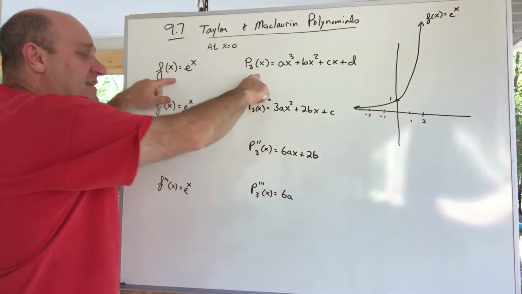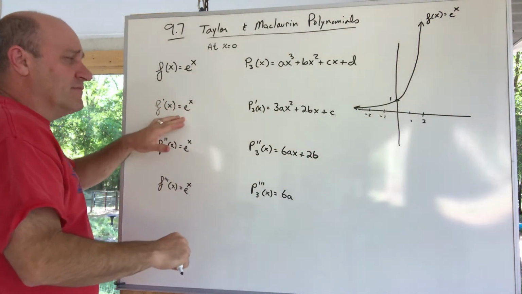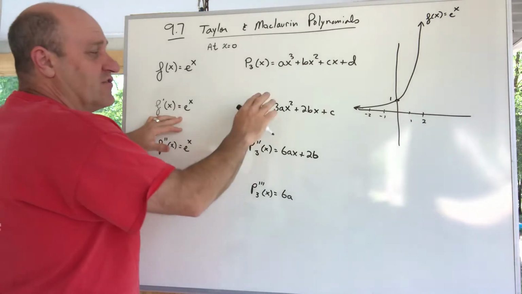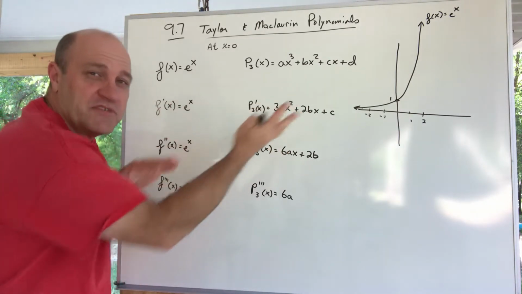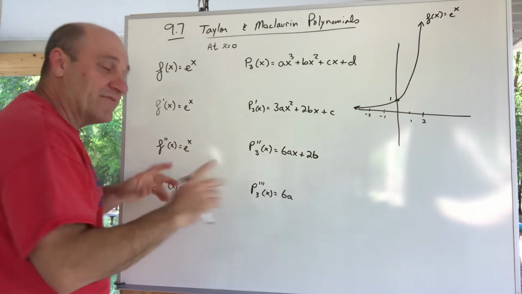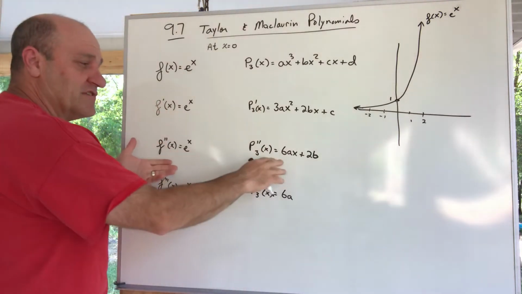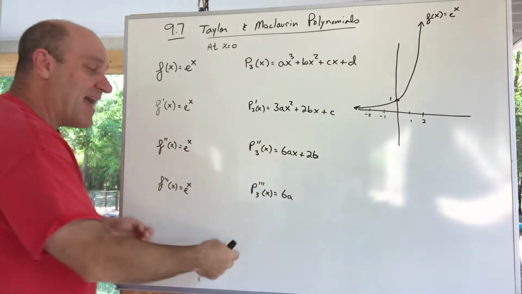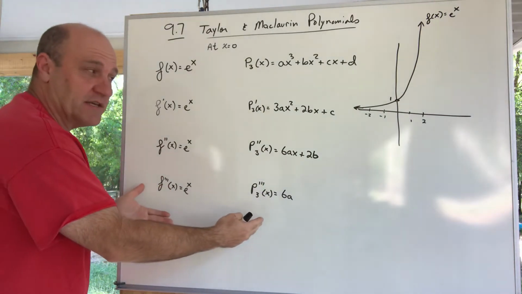Not only do I want that to happen, I want the derivative, which is e to the x, to match the derivative at x equals 0. I want the slopes to match up. Not only that, I want the second derivatives to match at x equals 0, and the third derivatives to match at x equals 0.